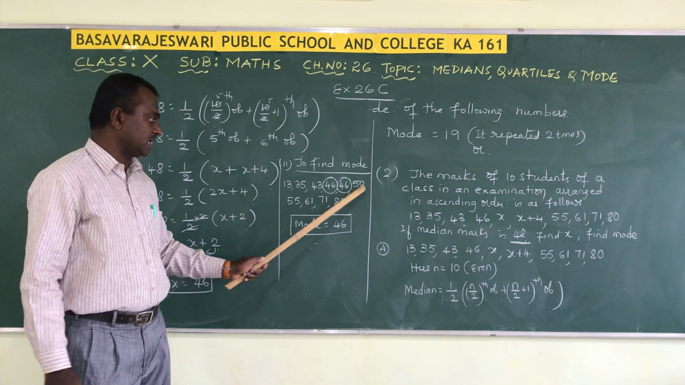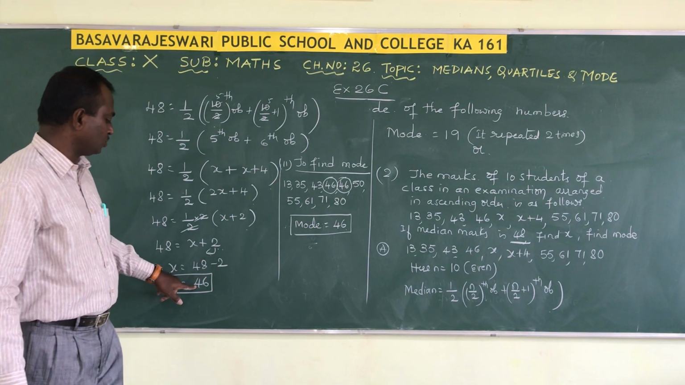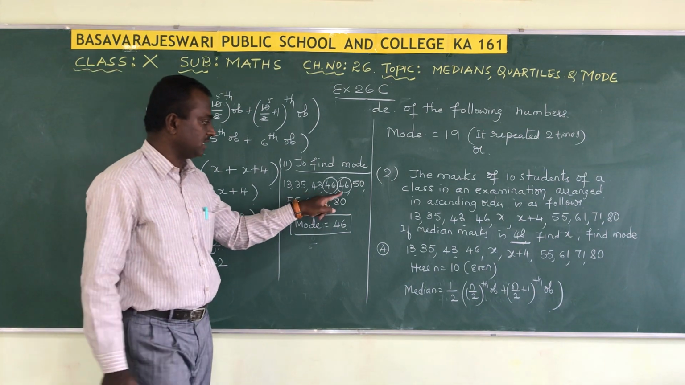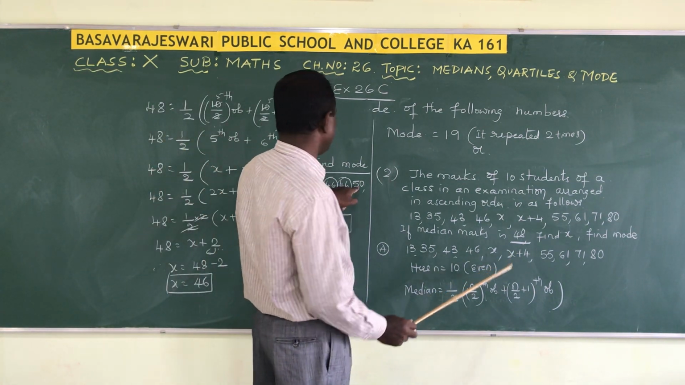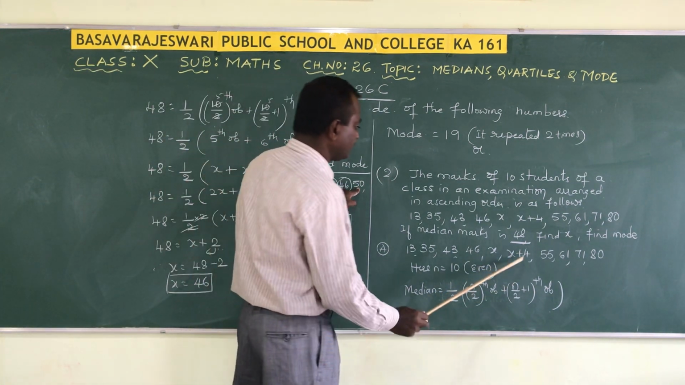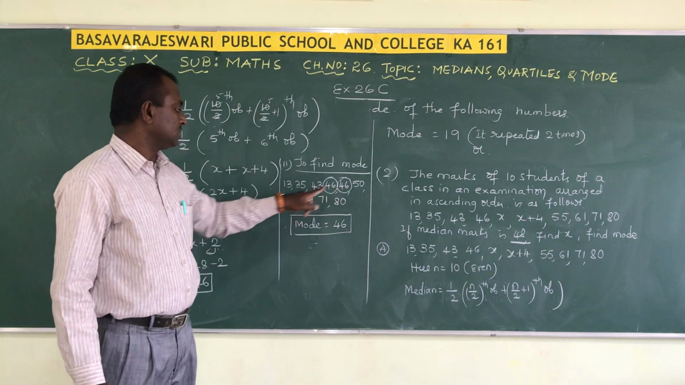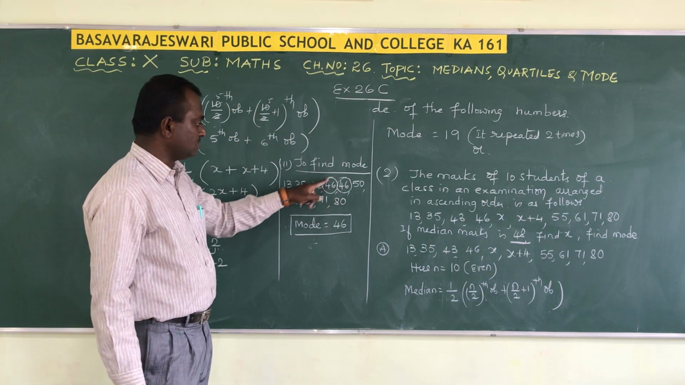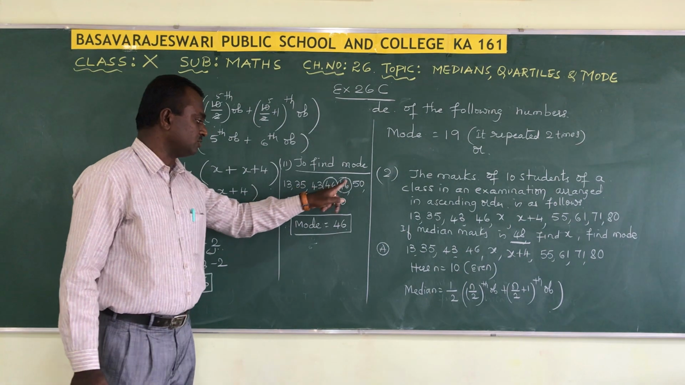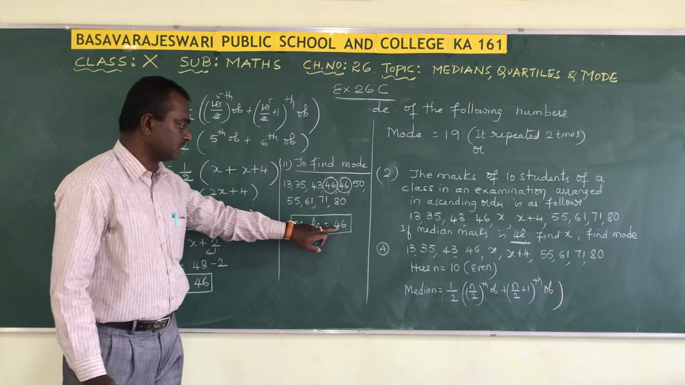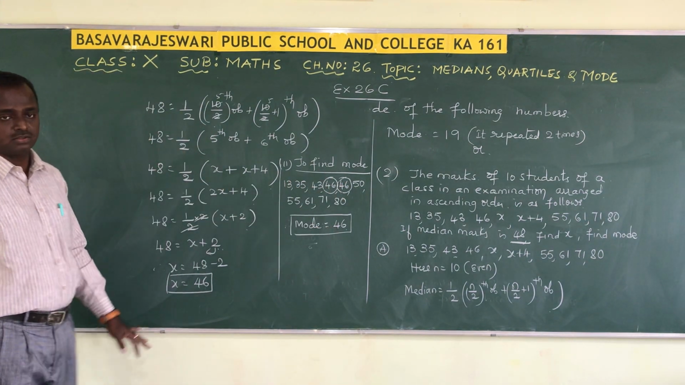Now again arrange the data. Wherever x is there, you substitute 46. Here 46, here 46 plus 4, that is 50. The remaining stay as they are. So now which is the more repeated score? 46 is the more repeated score. Therefore mode is equal to 46. So note this down.